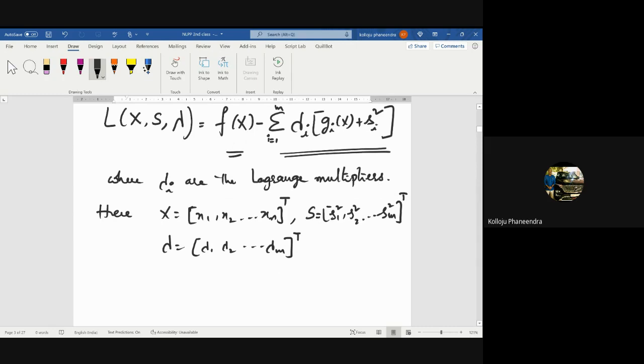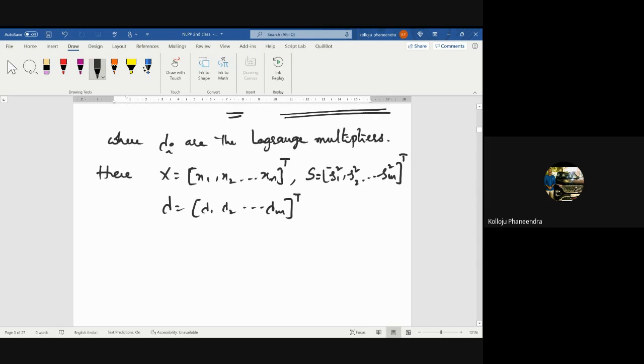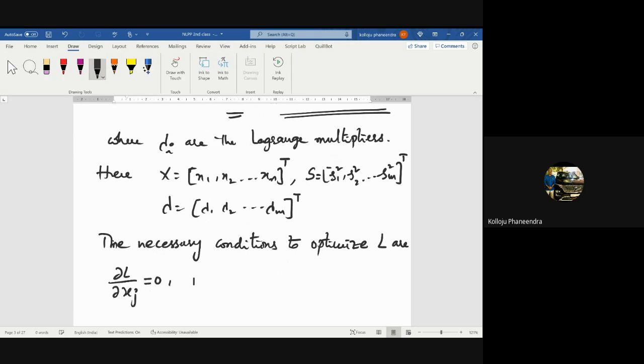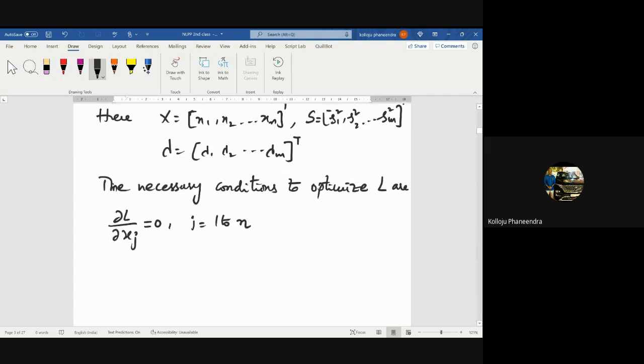Now, what is the next thing in Lagrange's multipliers method? The necessary conditions to optimize L, Lagrange's function. What is the first one? L derivative with respect to all the variables equal to 0, so x1, x2, xn. This is the first condition.